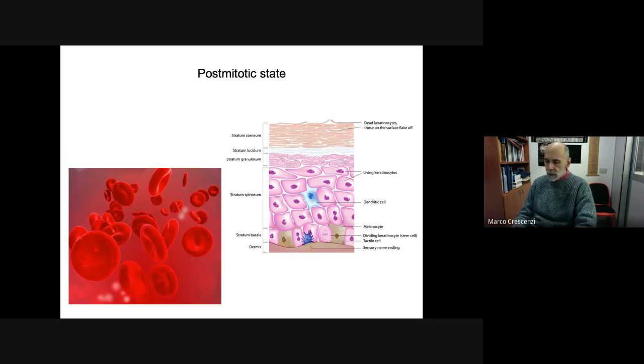And I'll try to show you how that can be done in the lab, to apply what we learn in the process to regenerative medicine.